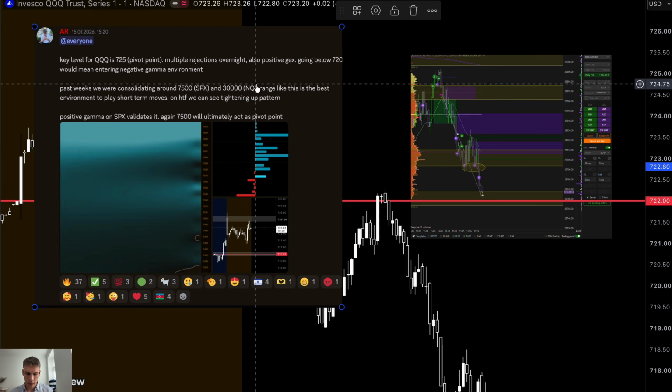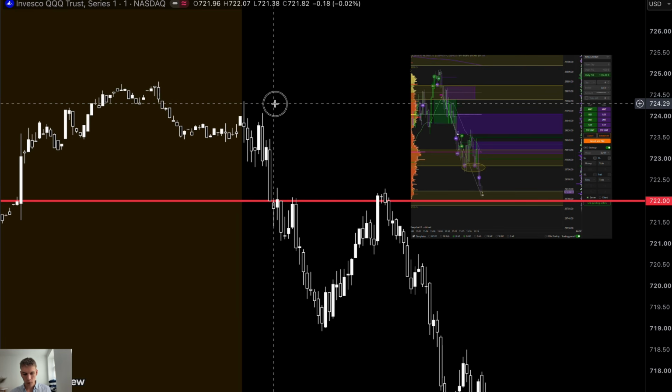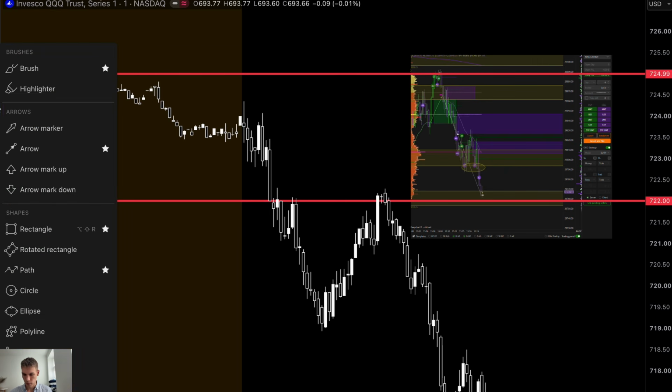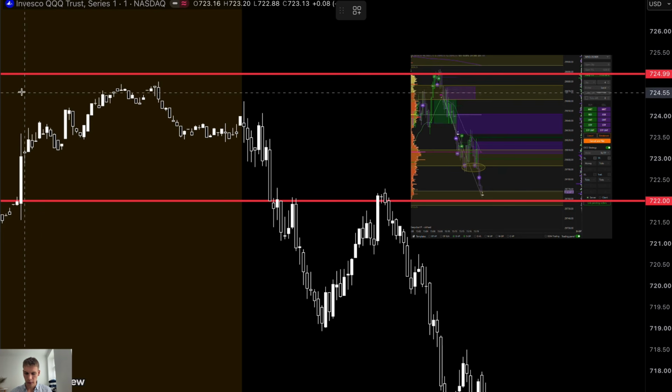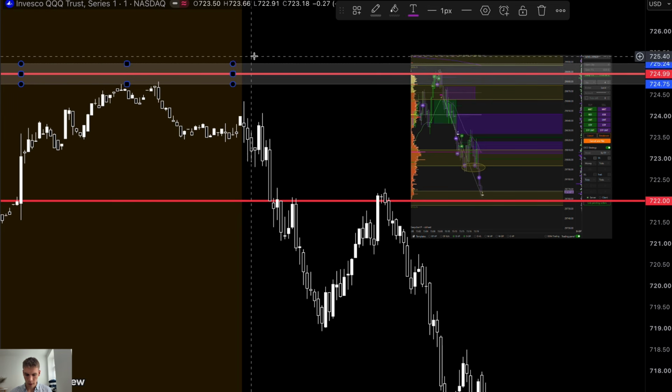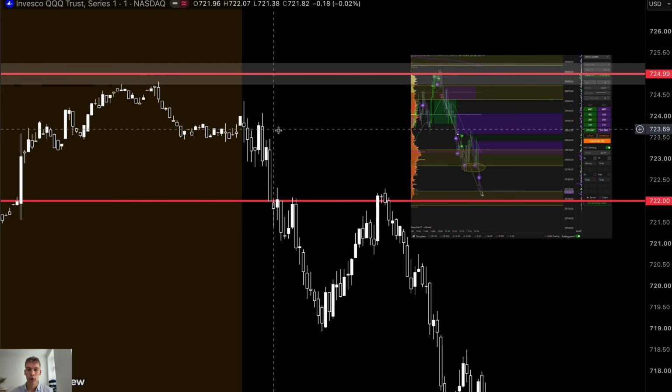Here I talk about SPX, NQ, a tightening pattern. Positive gamma on SPX validated against 7500 will ultimately act as a pivot point, right? So we said that 725 is going to be the ultimate pivot point, right? And the way I like to do this, I like to mark this up as a zone, not just a level.